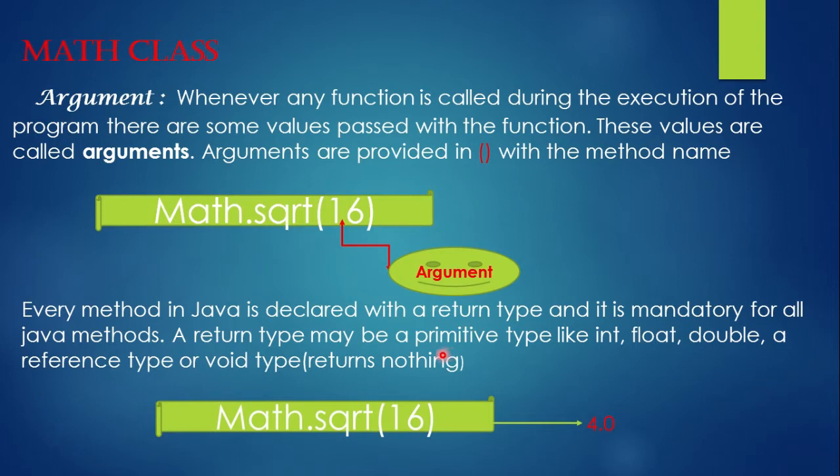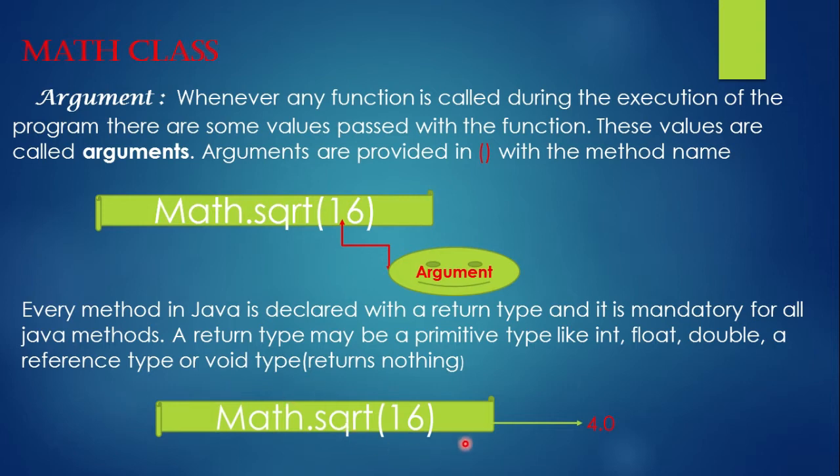The return type may be a primitive data type. Primitive data types you have already learned in the previous discussions. In primitive data types we have int, float, double, etc. And the return type can be a reference data type, or it can be void. Void means no return, nothing. Returns nothing.